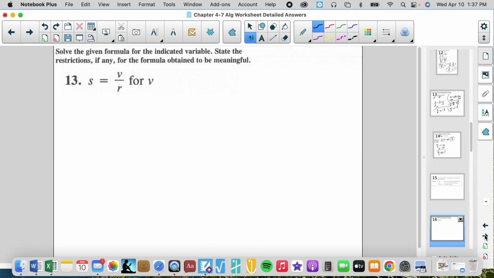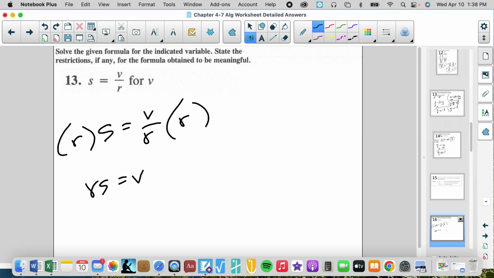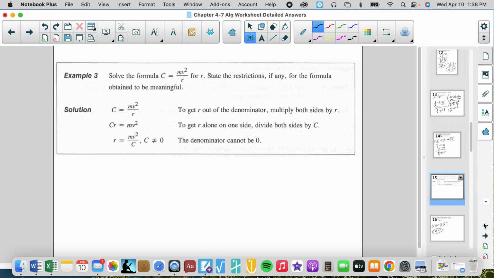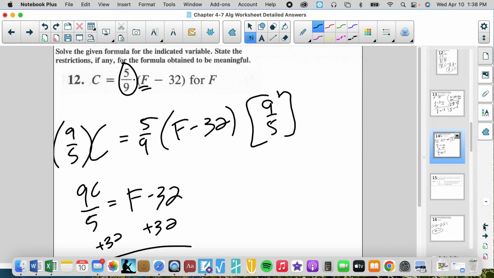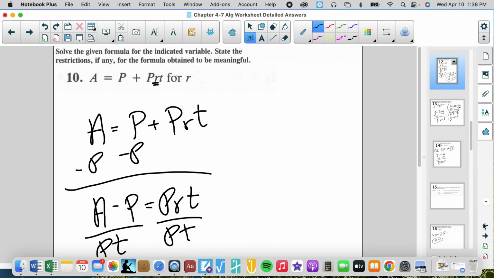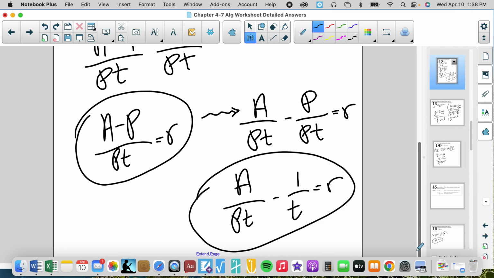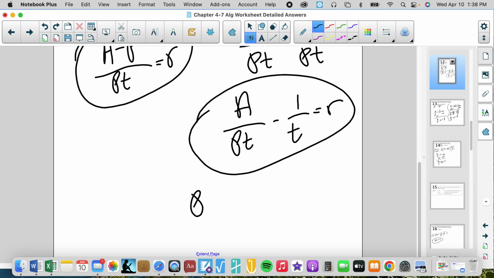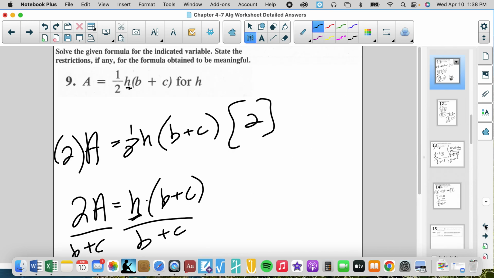This again, solve for V. Okay, S equals V over R. R is in the denominator. So if I multiply by R, I can get rid of it. So that's going to be my, oh, I forgot. The whole entire time I forgot. No restrictions here. Our restrictions here are P and T cannot equal 0. Going back, sorry.